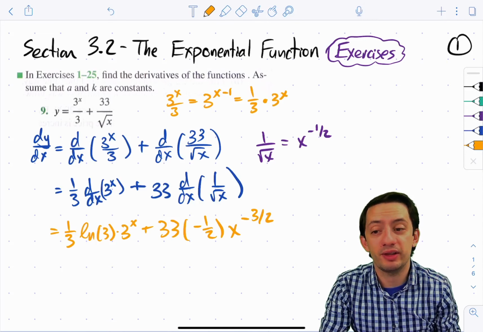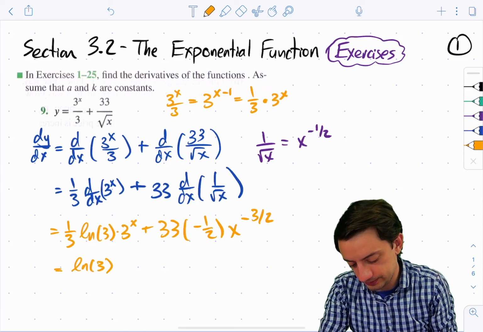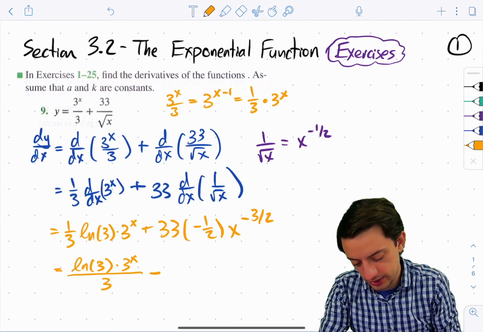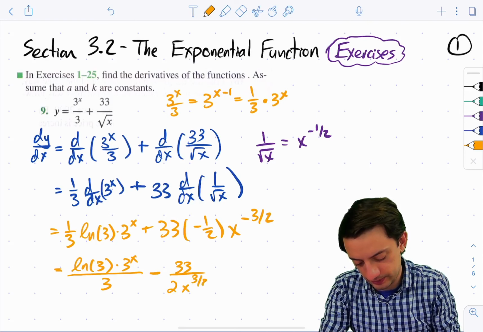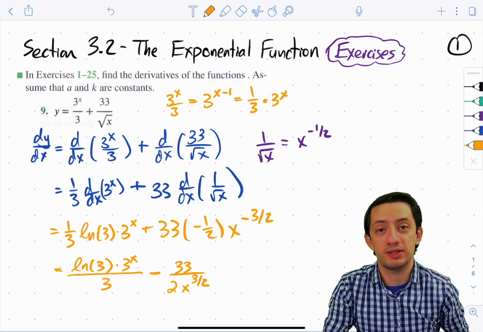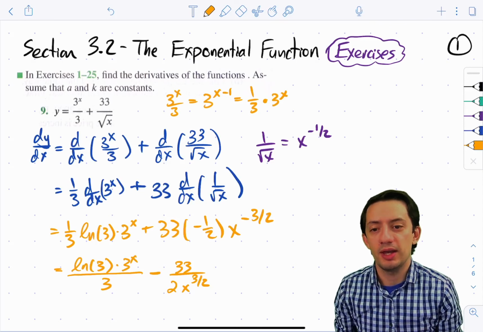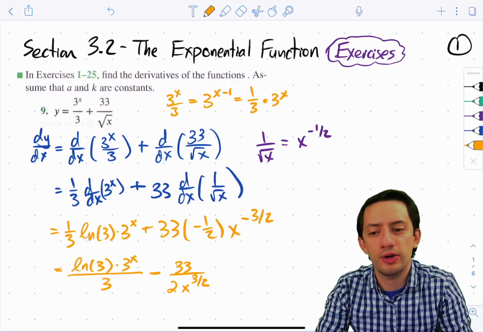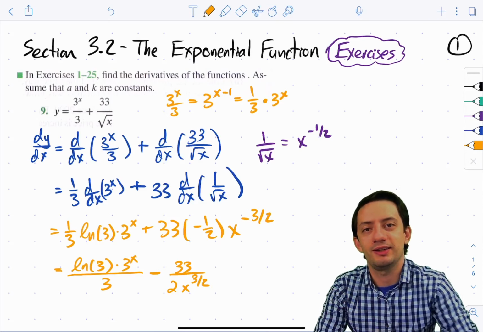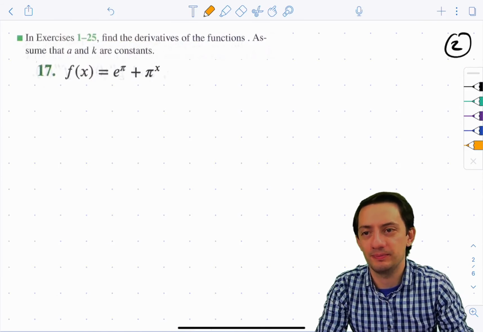Perfectly fine if you want to leave it like this, although we could simplify it a little bit and say natural log of 3 times 3 to the x over 3 minus 33 over 2 times x to the 3/2. I'm not going to be too big of a stickler regarding simplifying, as long as you don't miss something that simplifies a really messy expression into a really simple one. Things like this are not necessary, although it sometimes helps to write it in this nicer format here. Okay, so that's 1 out of 5. Let's move on to the next one.